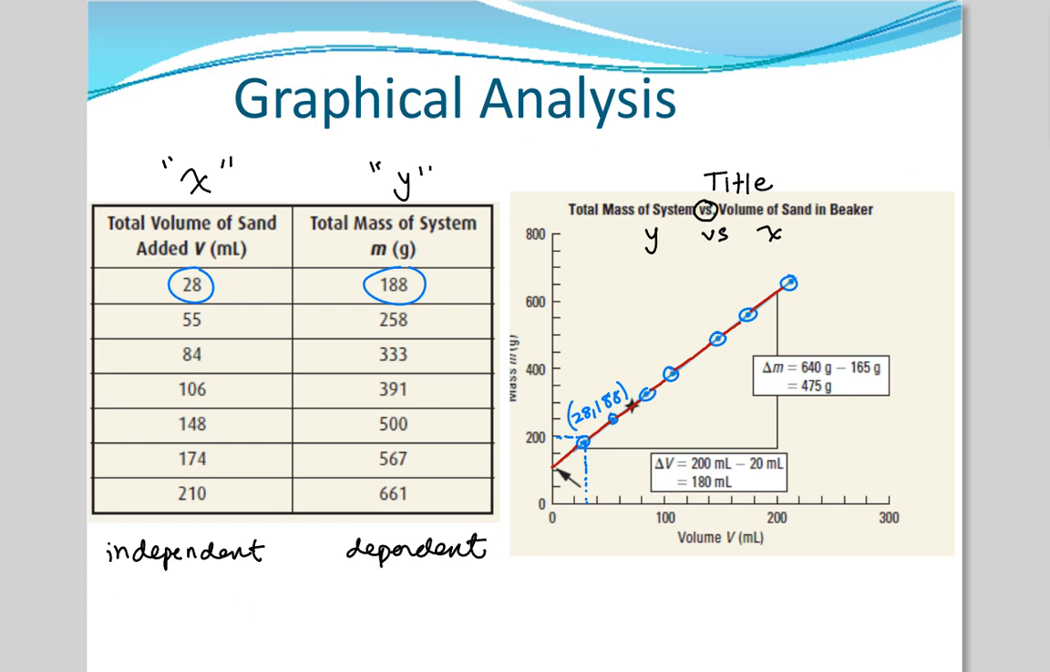And then you want to find the slope of this line. To find the slope of this line, you have to use two separate points that are not the points that you've used in your data. Okay, so for the slope, use two different points, not your data.